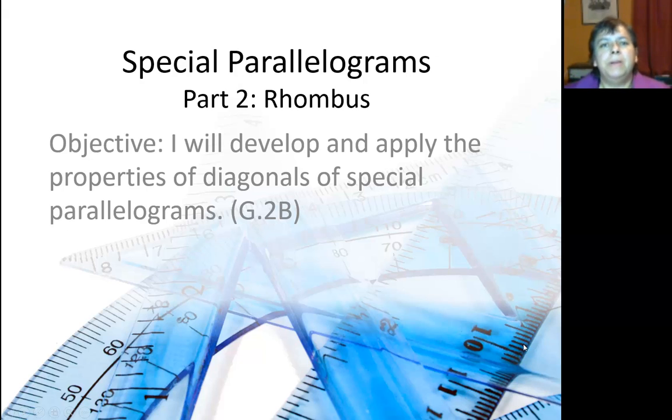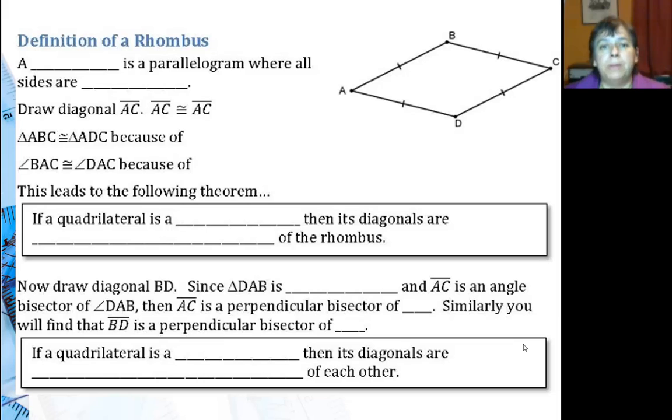The next special parallelogram we're looking at is the rhombus. A rhombus is a parallelogram where all of the sides are congruent. So I'm going to add in diagonal AC because we're going to be looking at the diagonals of the rhombus, and they do some interesting things.